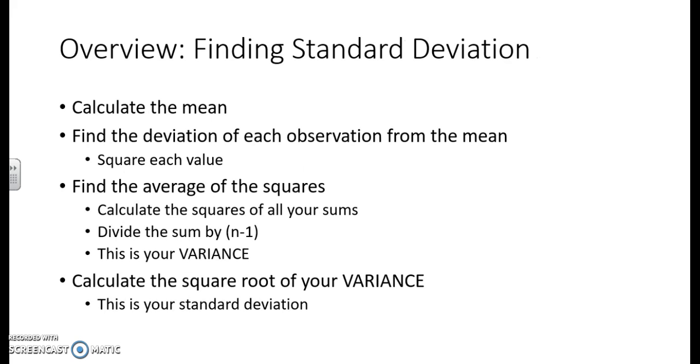So, overview, finding standard deviation. First, you have to calculate the mean. Then you have to find the deviation of each observation from the mean and square each of those values. So remember, when you're getting negatives and you're getting positives, you have to square all those values to ultimately get all positive numbers. Find the average of the squares. So you add all of those squares up and you divide by n minus 1. Remember, this is your variance. Last, calculate the square root of your variance, and this is your standard deviation.